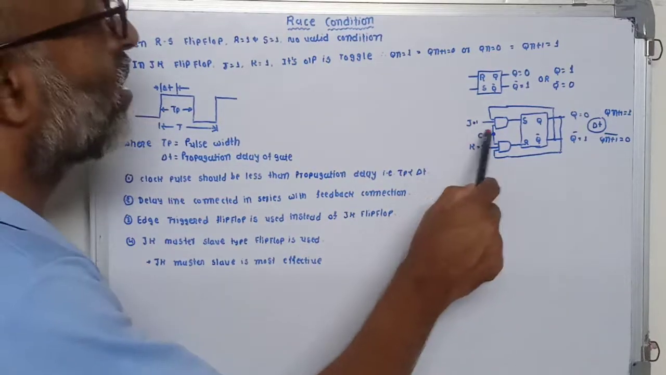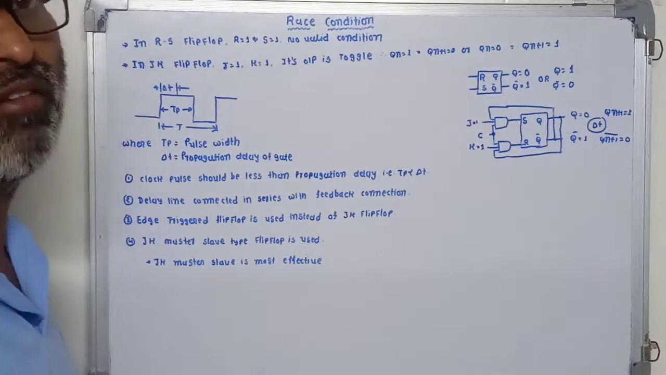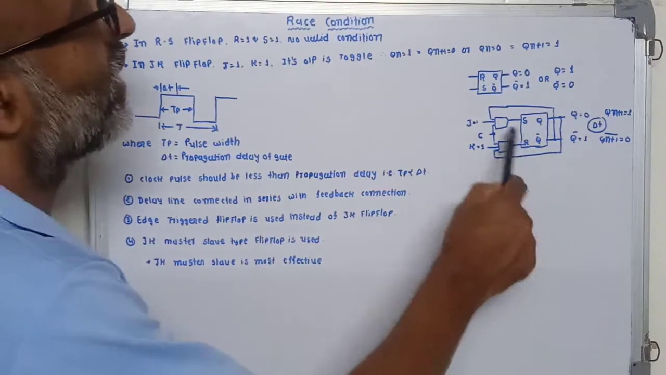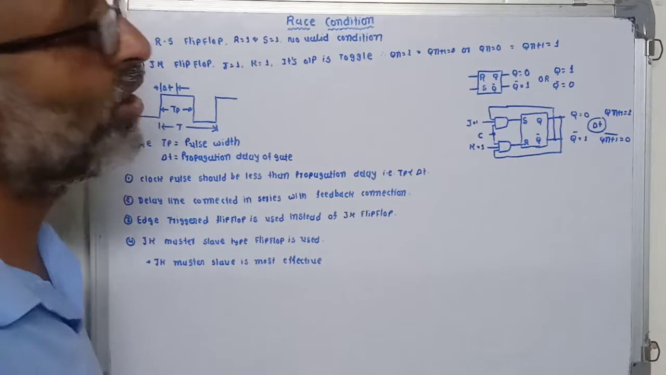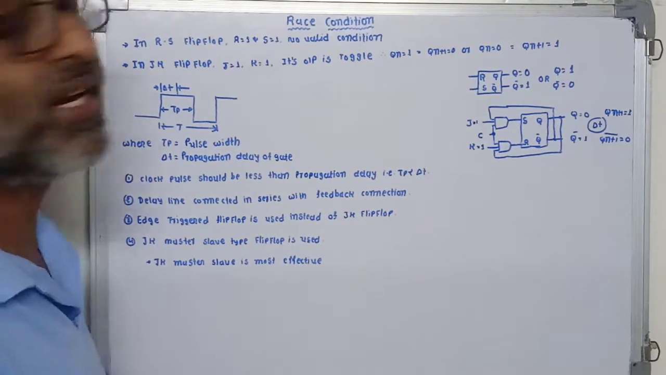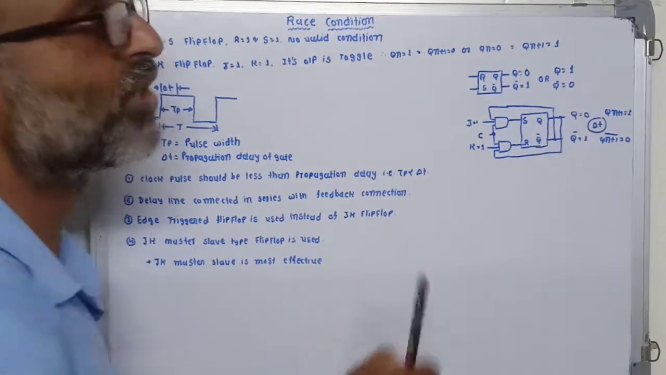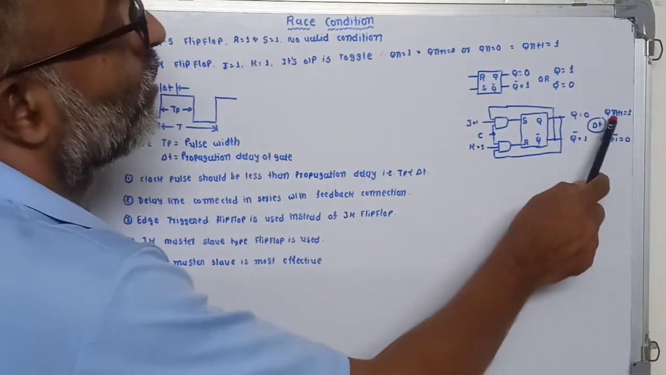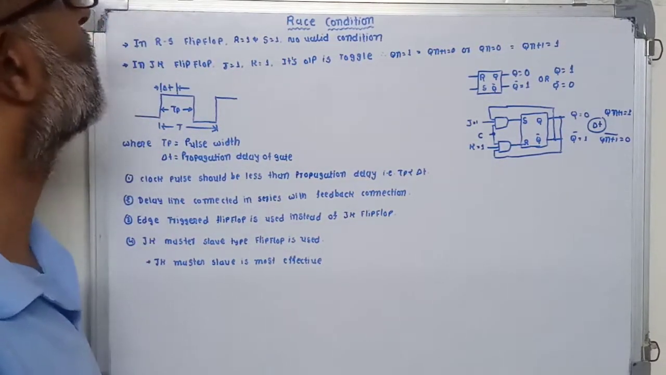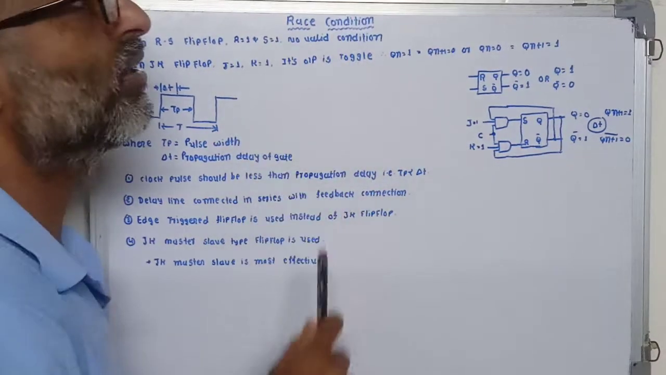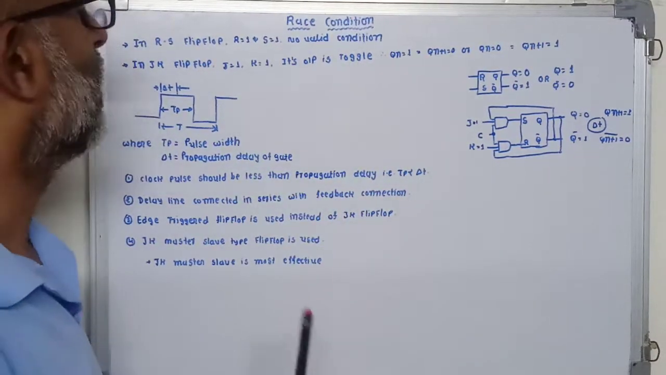Now when the clock signal goes to 0 level, the output of this JK flip-flop is uncertain. That means it may be in set condition or it may be in reset condition. That means Q is equal to 0 may happen, and Q is equal to 1 may also happen. Now this condition is known as a race condition or race around condition.